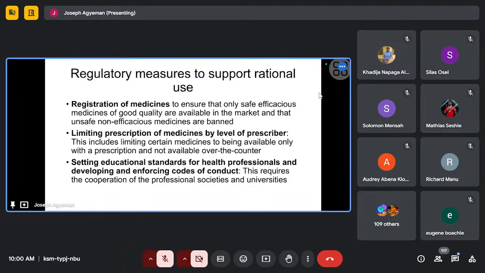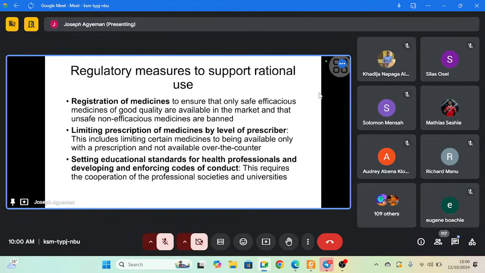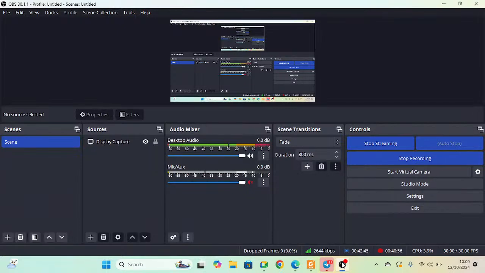Class Captain. Hello, sir. Do you think it's necessary to register drugs? And if so, how will it promote rational use of medicines?